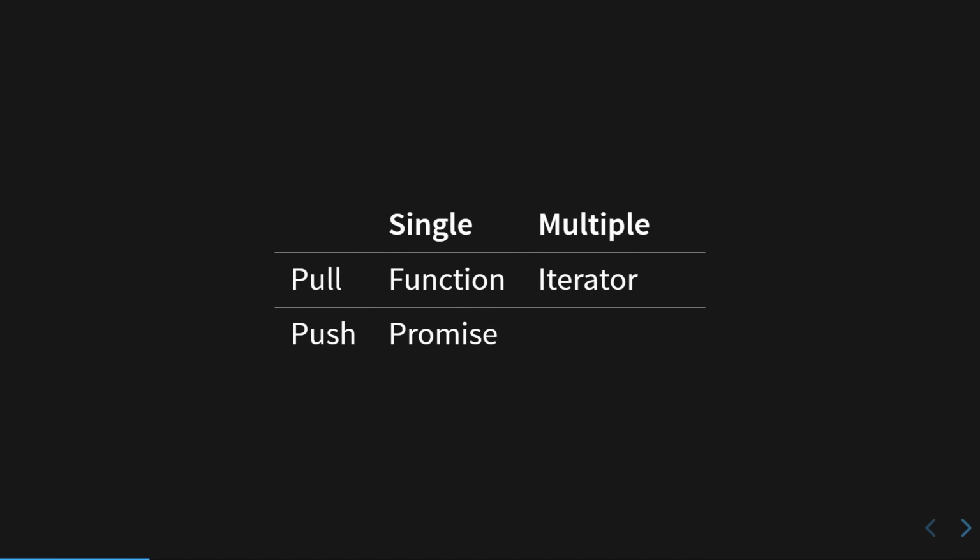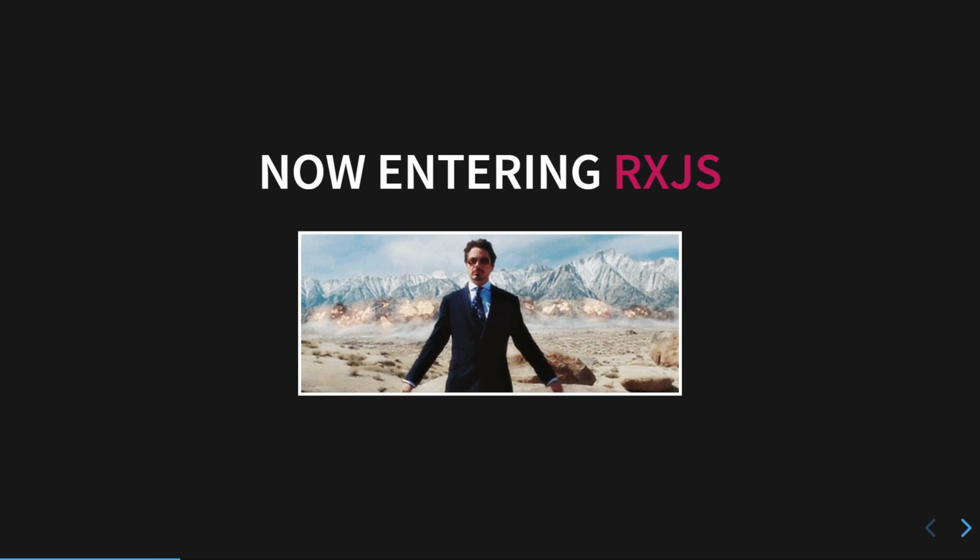But there's a problem. We have a missing cell in our table. We have no way of pushing multiple values to you as they arrive. For example, a WebSocket connection sending out a lot of messages. Well, you might have already guessed it, but it's observables. So now we're entering the amazing world of RxJS, and I'm going to show you the basics of what RxJS is and how you can use it in your web applications.